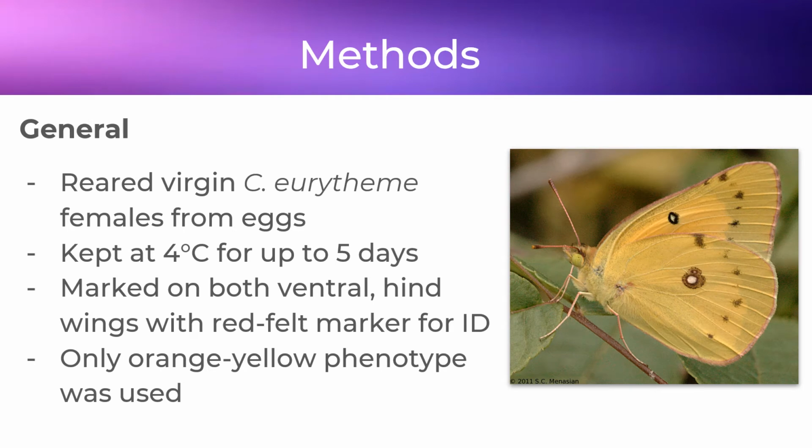Beginning with the methods, the researchers actually reared their own virgin Colias eurytheme females from eggs. They kept these eggs at 4 degrees Celsius for up to 5 days, and then marked both of their ventral hind wings with red felt marker to help ID. And they only used the orange-yellow phenotype because the alba phenotype is, one, very hard to identify, and then also shown to have different preferences in males.